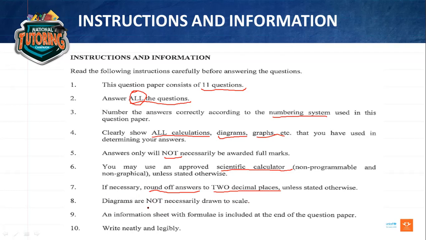Another important instruction also: the diagrams that are given to us are not necessarily drawn to scale. So you cannot just read the diagram or figure and say what would perhaps be the coordinates on that, because those diagrams were not drawn to scale, okay? And there is an information sheet which usually comes with the question paper. That is where we are going to get our formulae, okay? So all our formulas would be in that information sheet.